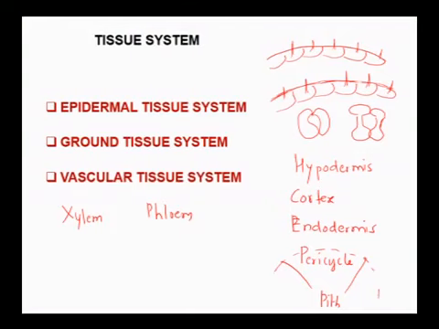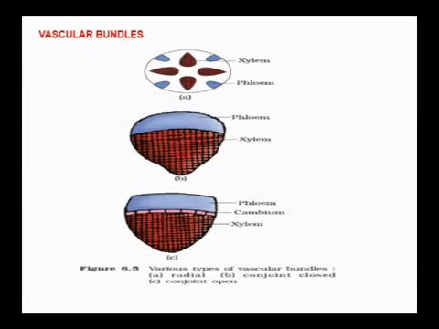Then pericycle, it may be parenchymatous or sclerenchymatous, and the pith is a central parenchymatous axis extended as medullary rays to separate vascular bundles. The vascular tissue system comprises xylem and phloem, having radial arrangement, conjoint collateral open, conjoint collateral closed, bicollateral or concentric with amphivasal and amphicribal.